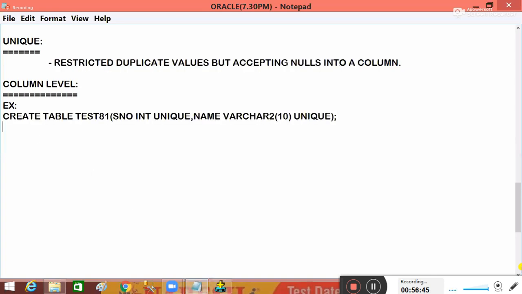Now what is the second one? Table level. How to apply at table level? That we will see in tomorrow's session, guys. Tomorrow we will continue with table level and the next level of constraints.